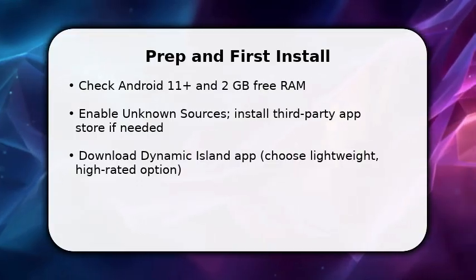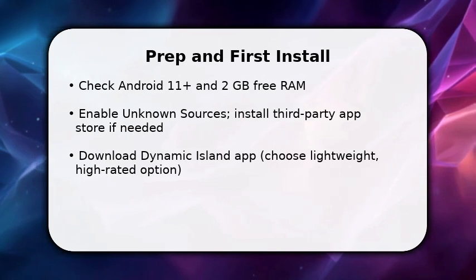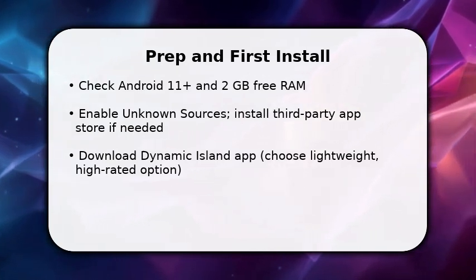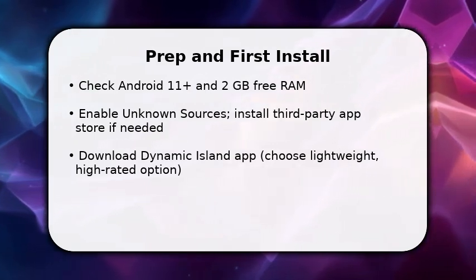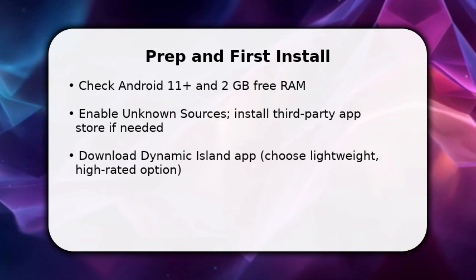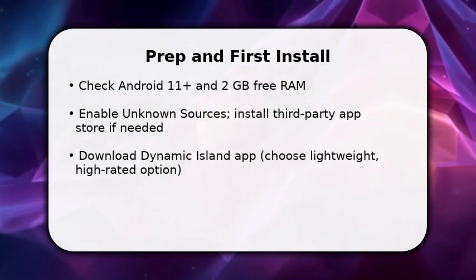You'll start by verifying requirements. Make sure your phone runs Android 11 or later and has at least 2 GB free. Once done, enable unknown sources in settings so you can install apps outside the Play Store. This is safe if you use a reputable APK source.